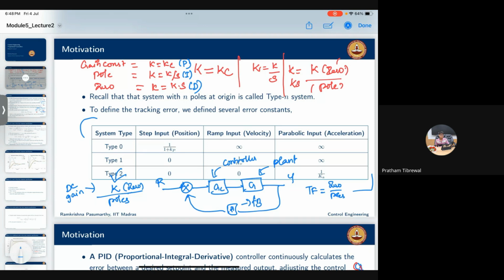This adding a pole, right? Adding a pole is to mimic that we are doing an integration. Adding a zero mimics that we are doing a differentiation. How we are doing this, I will explain it.